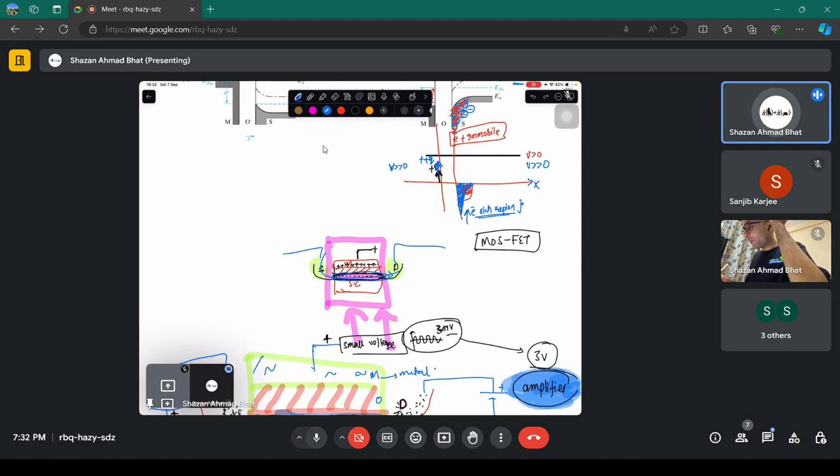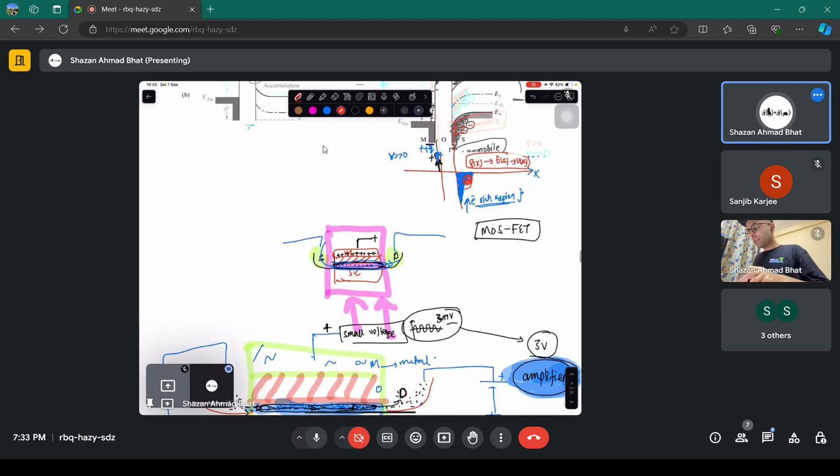When this region gets formed, now you have all the concepts again. You know the charge density, you can compute the electric field, you can compute the potential, just like you did in the p-n diode. Okay, so that is what.